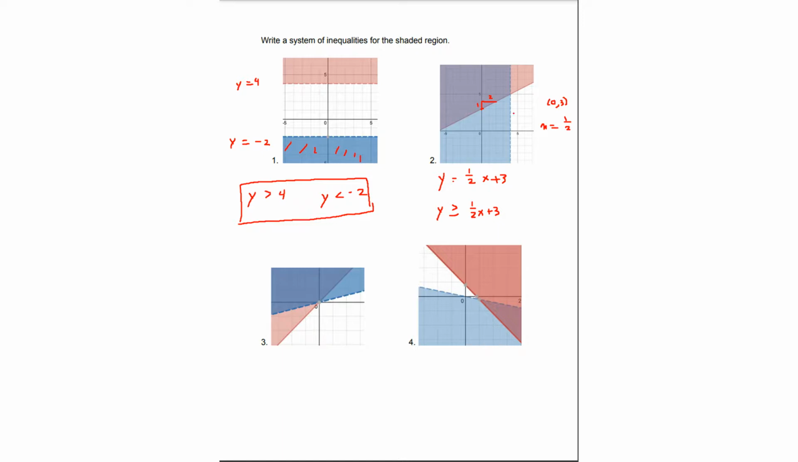Okay, and for the next one, this blue line right here, it's much simpler. This line right here is at x equals 4. So it's a dashed line, right? So you know that it's going to be greater than or less than without the equal to sign. And it's shaded on the left side, which means that it's just going to be less than. So x is less than 4.